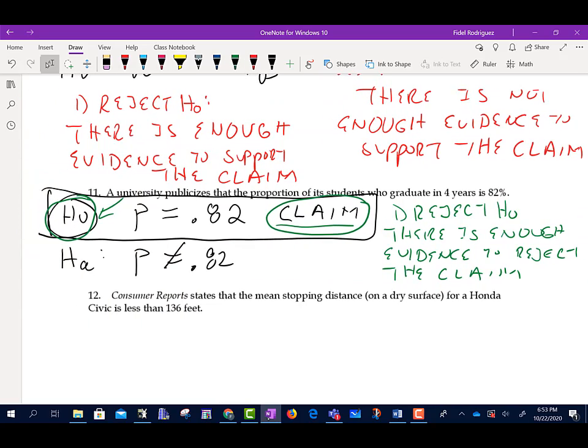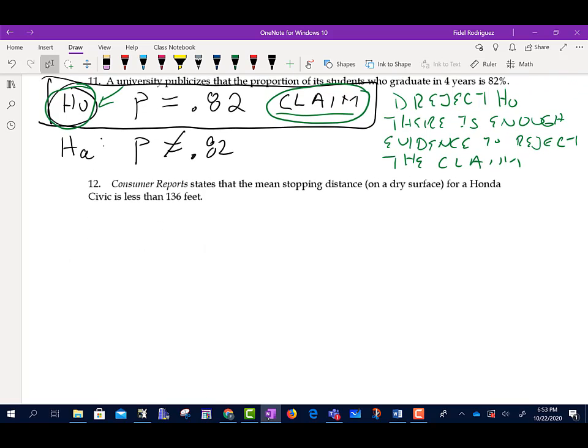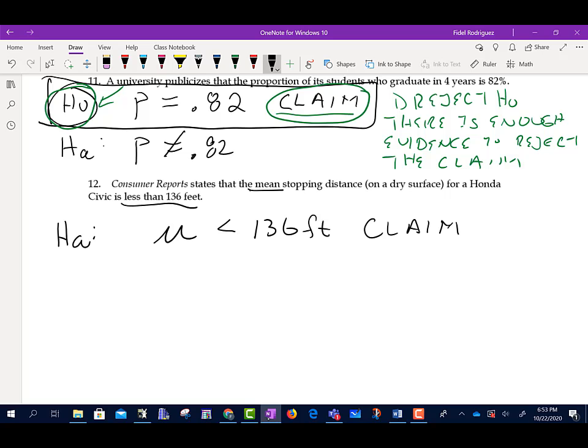And we have a number 12. Okay? Number 12 says, Consumer Report states that the mean stopping distance on a dry surface for a Honda Civic is less than 136 feet. They're saying the mean is less than 136 feet. Here is my claim. This happens to be my alternate hypothesis because my null hypothesis will always have the greater than or equal to. Okay?